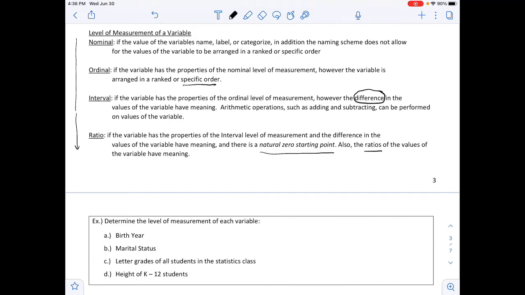So then we check for ratio. And so ratio is where you would divide these and write it as a ratio. And so if we were to divide, let's say, 2009 divided by 2010, we get a weird decimal that doesn't really have any kind of meaning for us. And so we know that it would not be a ratio level of measurement. Therefore, the farthest that we could go would be interval.